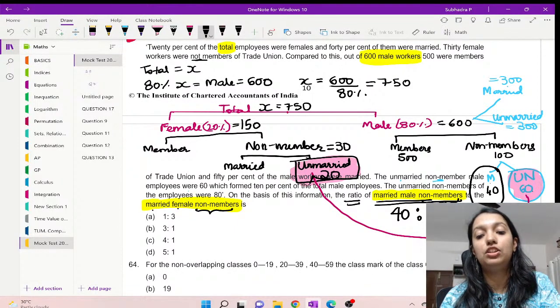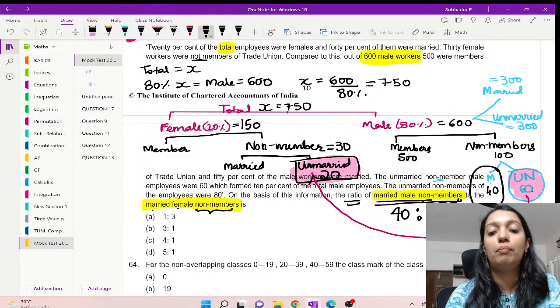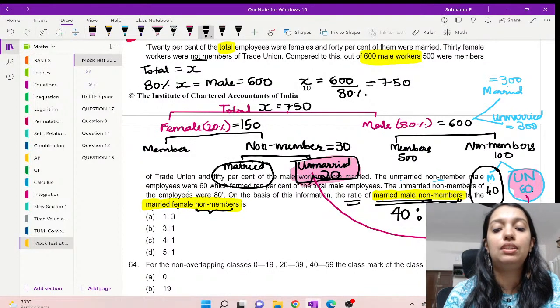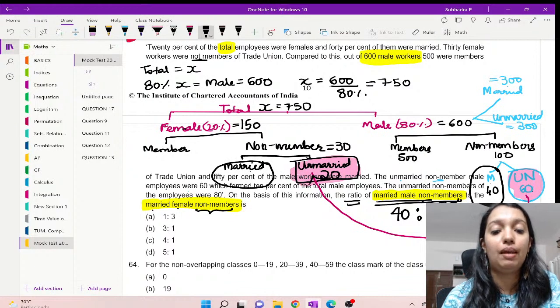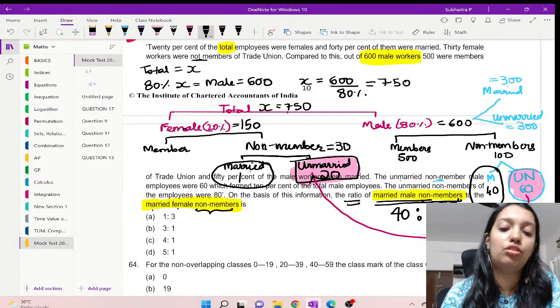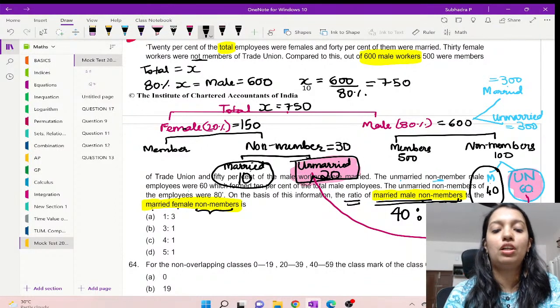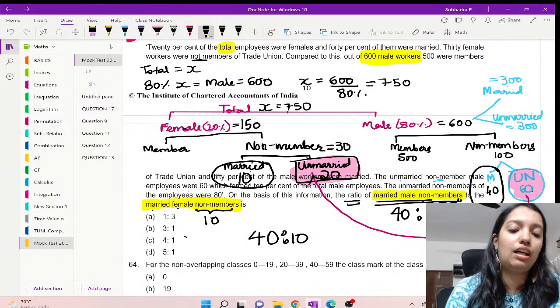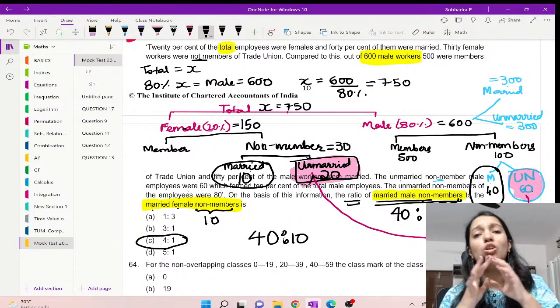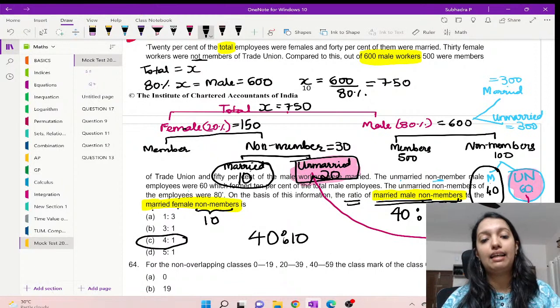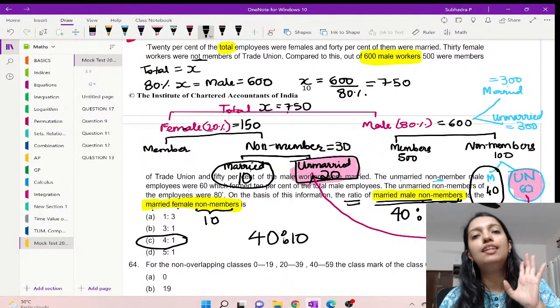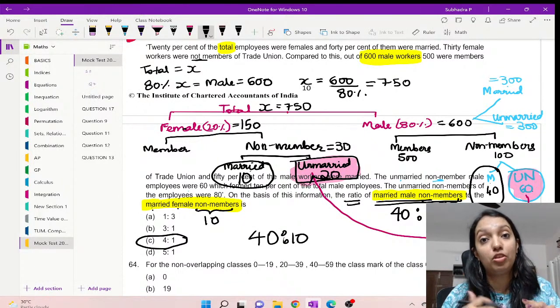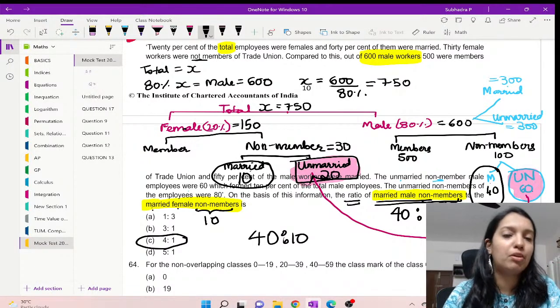What have they asked in the question? Married female non-member. So they have asked in the question this part. Married female non-member. Total 30, and 20 is unmarried, so 10 is married. Married female non-member is 10. So this is my final ratio. 40 is to 10, or the answer is 4 is to 1. Most lengthy question in this entire question paper, but very easy to solve. You solve this one time, second time you feel like solving to check whether some information has been left out or not.